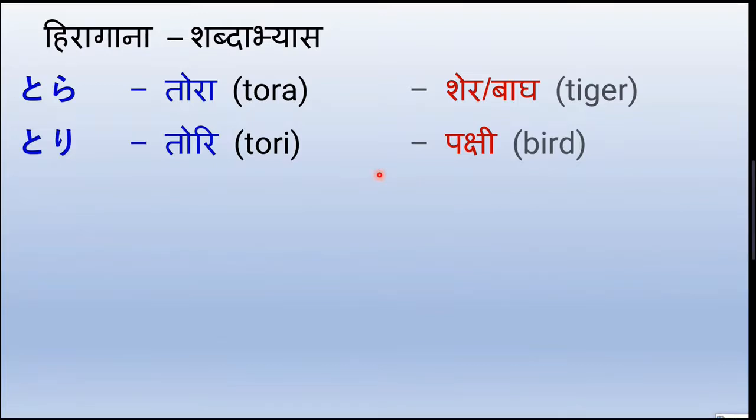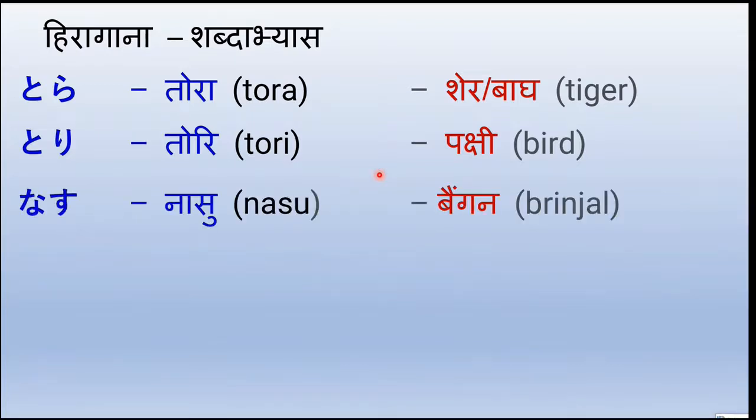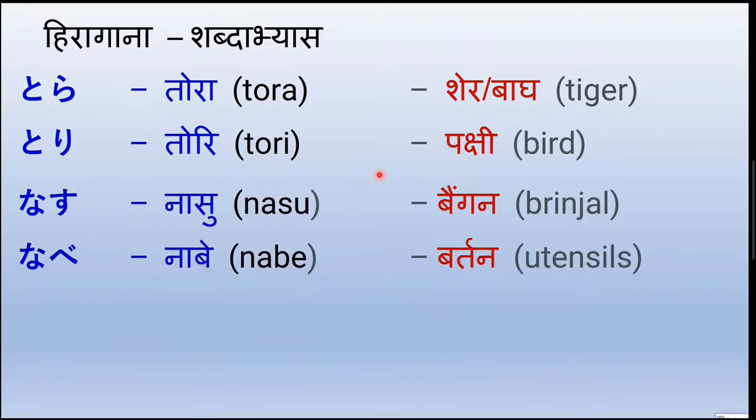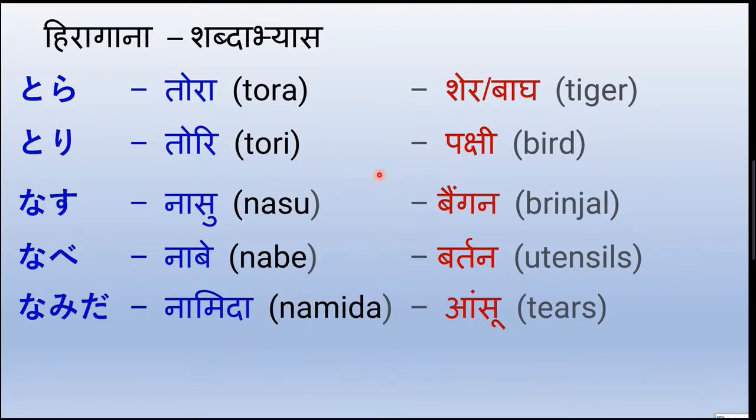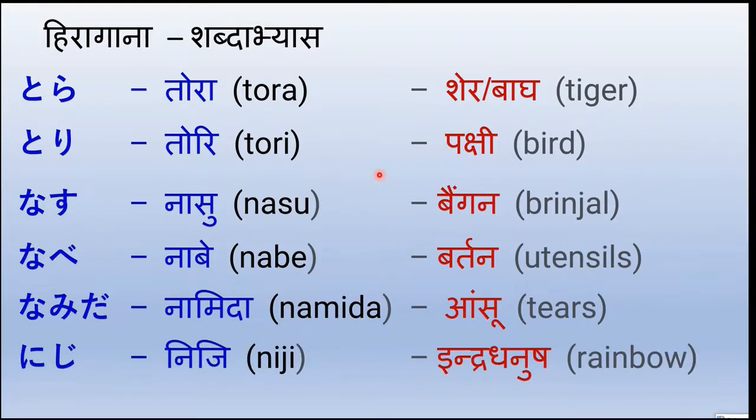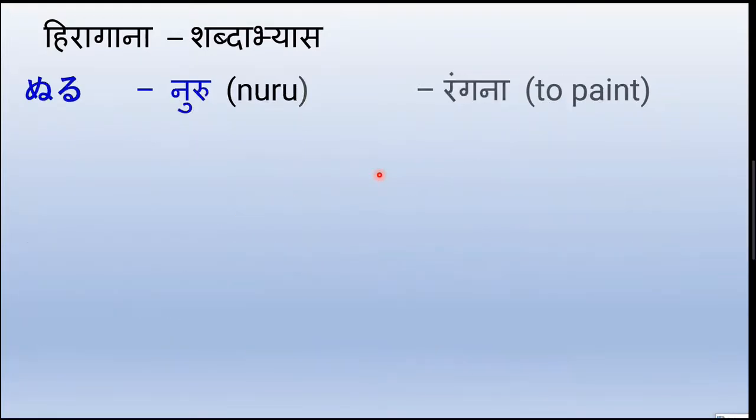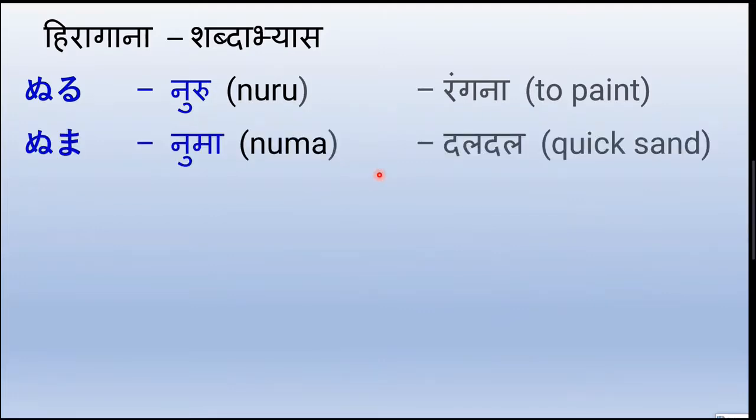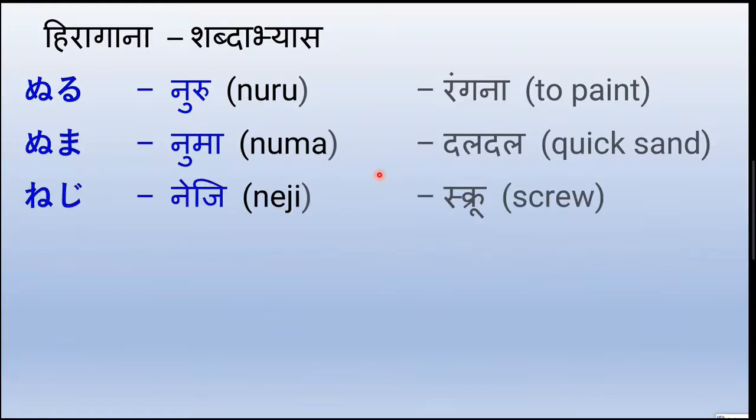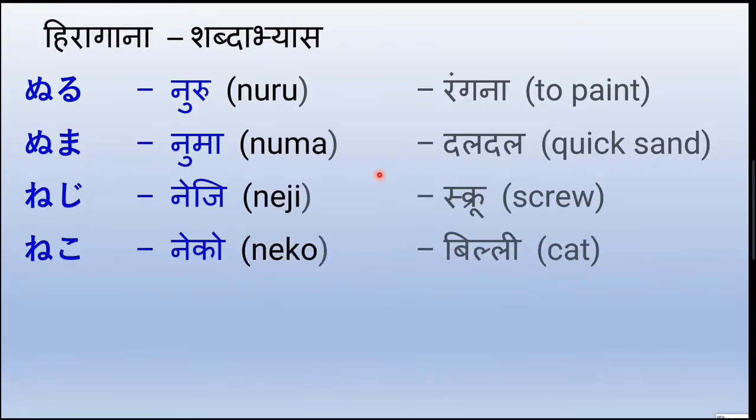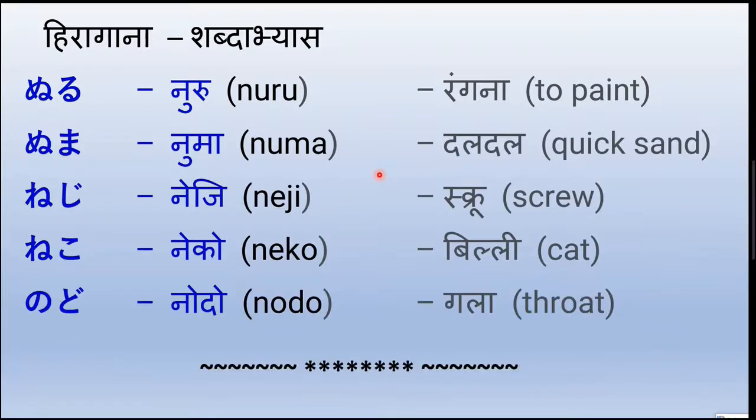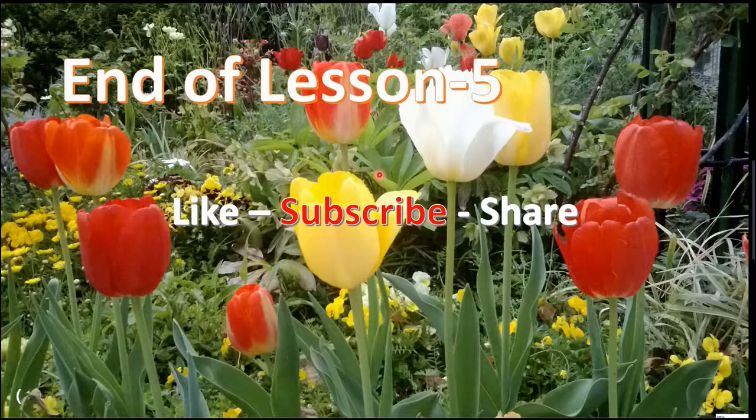Tori, bird. Nasu, brinjal. Nabe, utensils. Namida, tears. Niji, rainbow. Nuru, it's a verb which means to paint. Numa, quicksand. Neji, screw. Neko, cat. And nodo, throat.